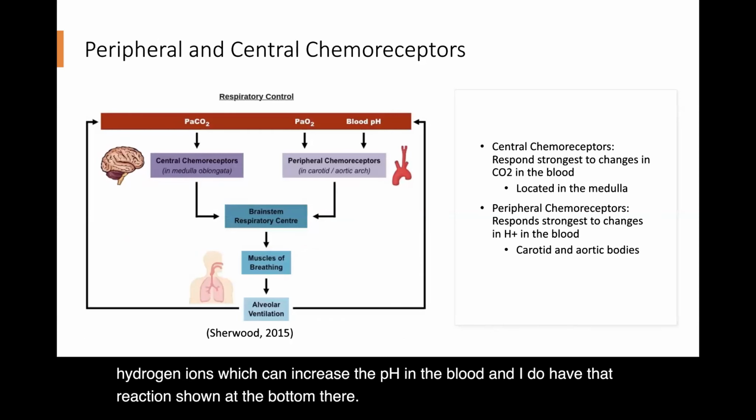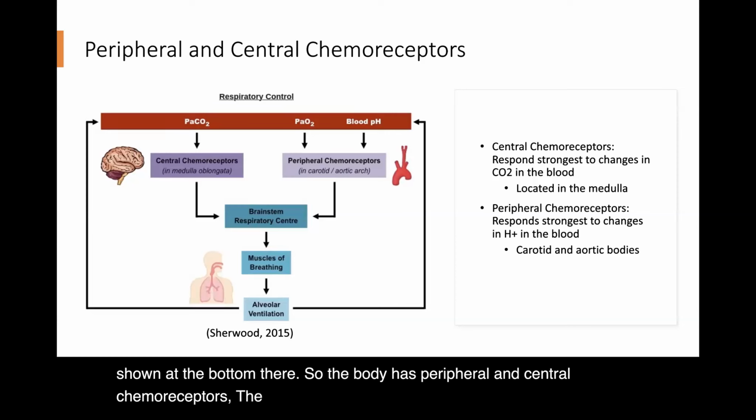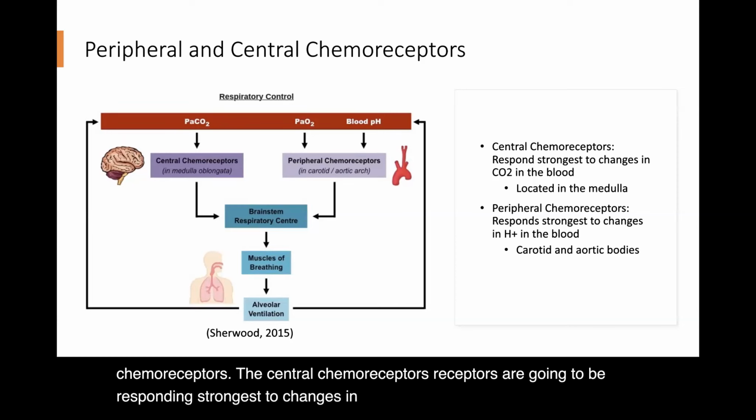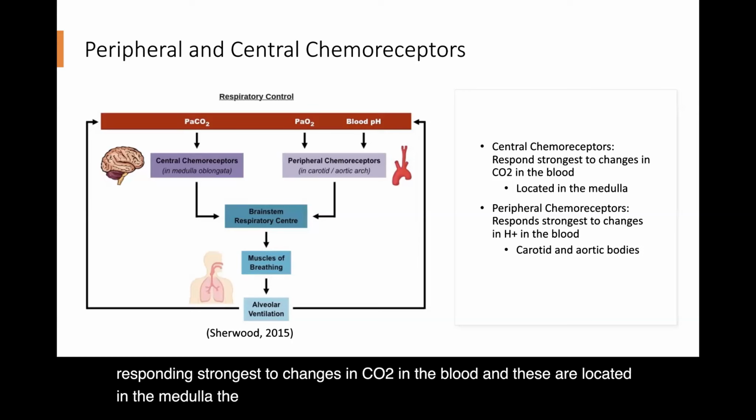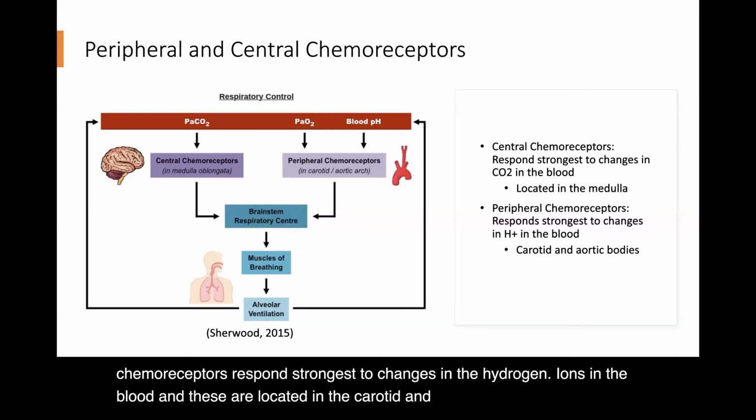So the body has peripheral and central chemoreceptors. The central chemoreceptors are going to be responding strongest to changes in CO2 in the blood, and these are located in the medulla. The peripheral chemoreceptors respond strongest to changes in the hydrogen ions in the blood, and these are located in the carotid and the aortic bodies.